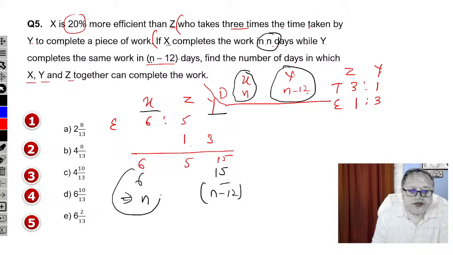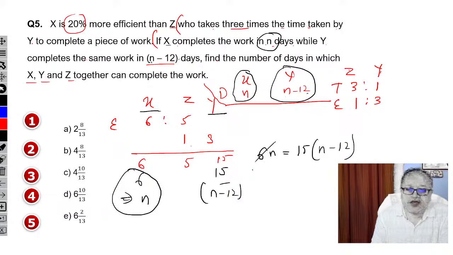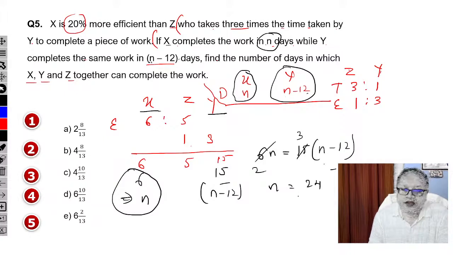And we know the work is the efficiency into the number of days. 6n is equal to 15 into (n minus 12). So with 2 times and 3 times, 2n is equal to 3n minus 24. So n is equal to 24. We got this part? Okay. So n is equal to 24 means Y can complete the work in 24 days. But the question is: X, Y and Z together can complete the work in how many days?